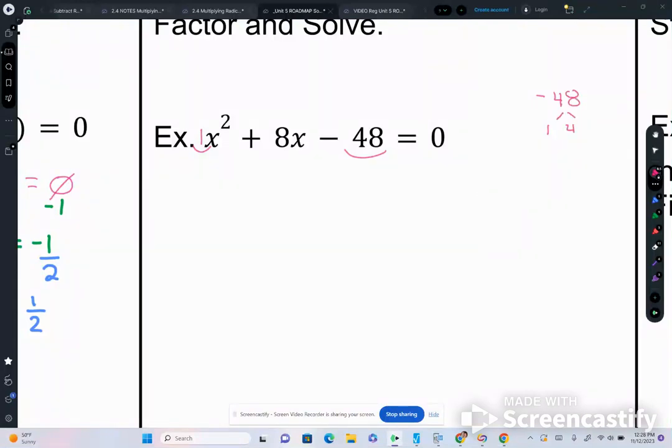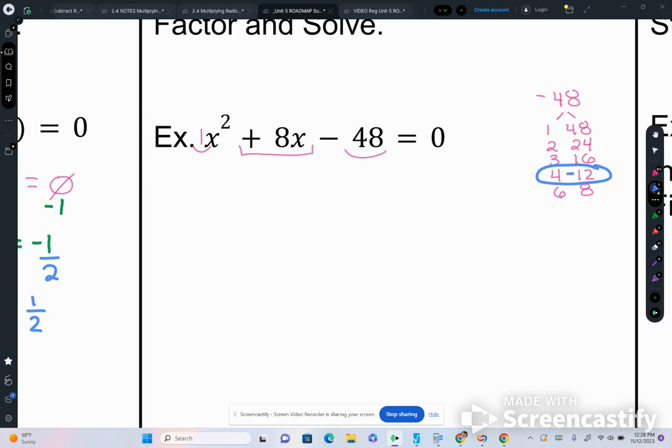So we can say 1 and 48, 2 and 24, 3 and 16, 4 and 12, and then 6 and 8. And we're looking for a pair that's going to add or subtract to give us 8. And knowing that it's a negative, we're going to look for a pair that subtracts. And so we're trying to find something that will subtract to give us 8. And so that would be 4 and 12.